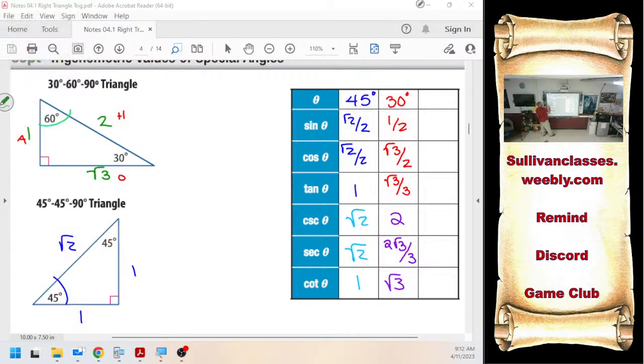So, opposite over hypotenuse is square root of 3 over 2. Adjacent over hypotenuse is 1 over 2. Opposite over adjacent is square root of 3 over 1. And then they're reciprocals. And at this point, we should start to see a pattern.